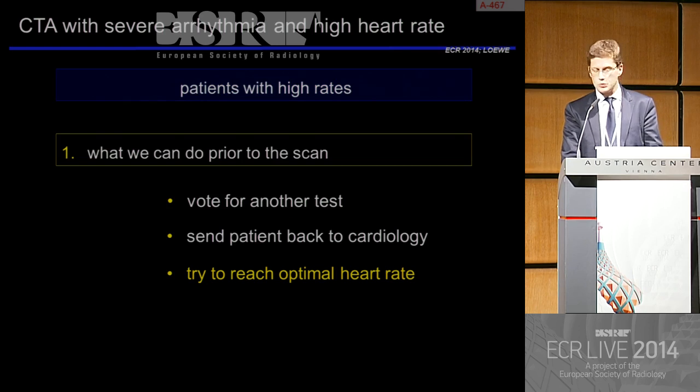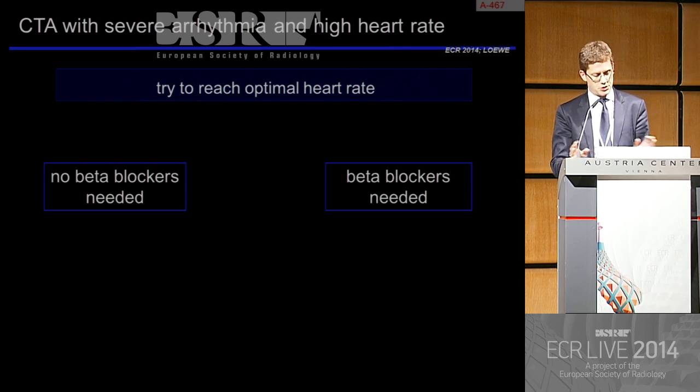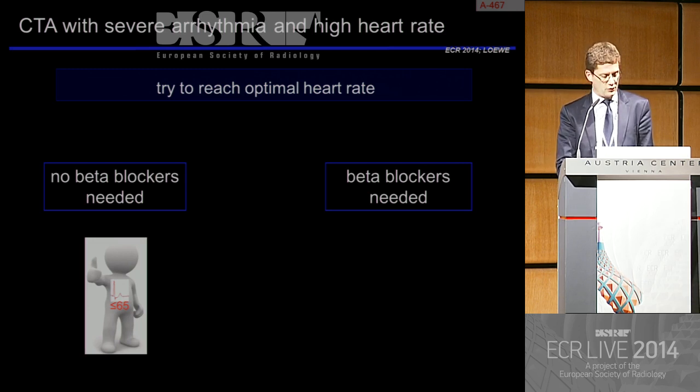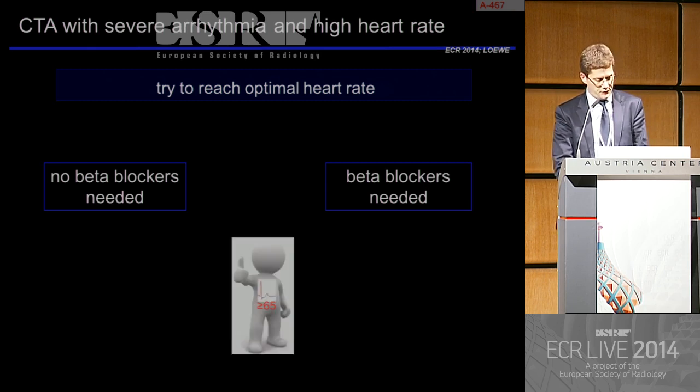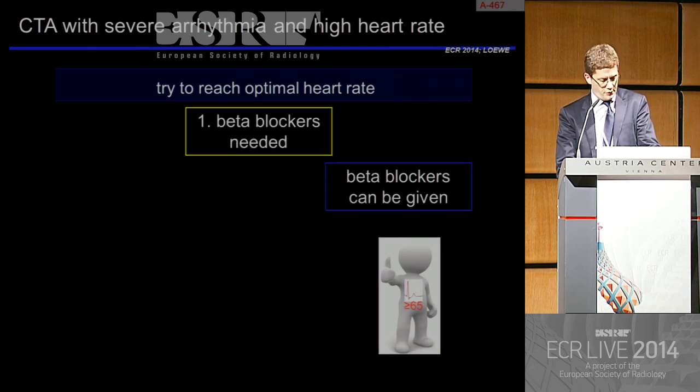So what we should do prior to the scan is try to reach the optimal heart rate. If the patient comes in, it's very easy. The patient should be stratified into the group "no beta blockers needed" or the group "beta blockers needed." If the heart rate is below 65, it's clear the patient has to be moved into the no beta blockers needed group, and we can proceed with the cardiac CT. If the heart rate is above 65, of course, there is the need for beta blockers, and then we have to go a step further.